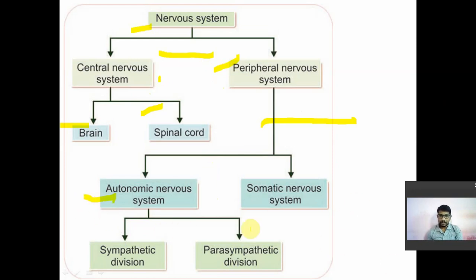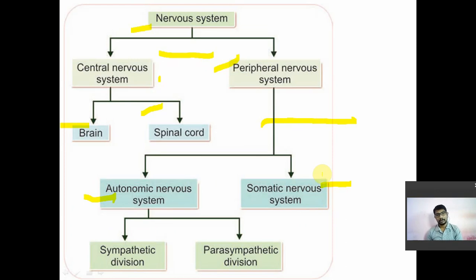Out of these, the autonomic nervous system you cannot control. You cannot stop your heartbeat. Though your heart is beating, you cannot stop your own heartbeat. It's not in your control. But the somatic nervous system you can control.